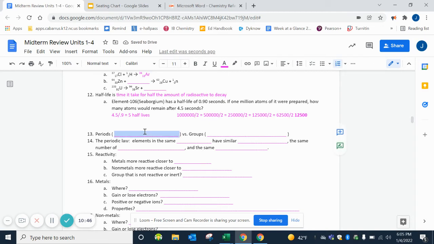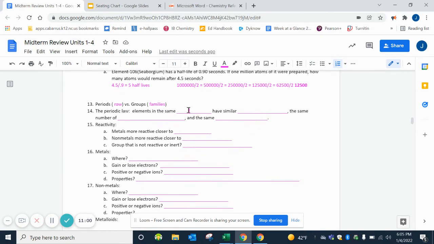All right, a period is the same thing as a row. It's horizontal on the periodic table. Groups are the same thing as families. They're the columns, but we don't call them columns. They're vertical on the periodic table. The periodic law states that elements in the same group have similar properties because they have the same number of valence electrons, and therefore they have the same charge.